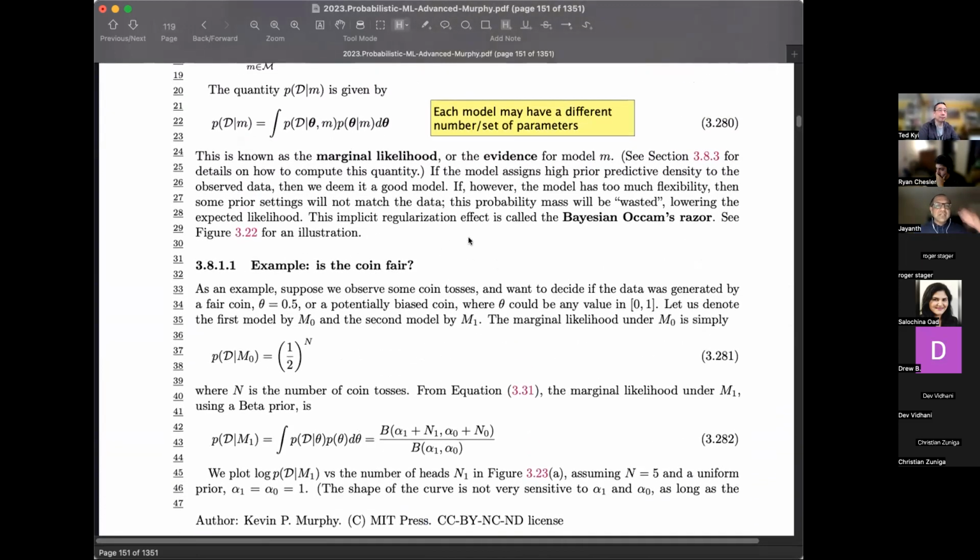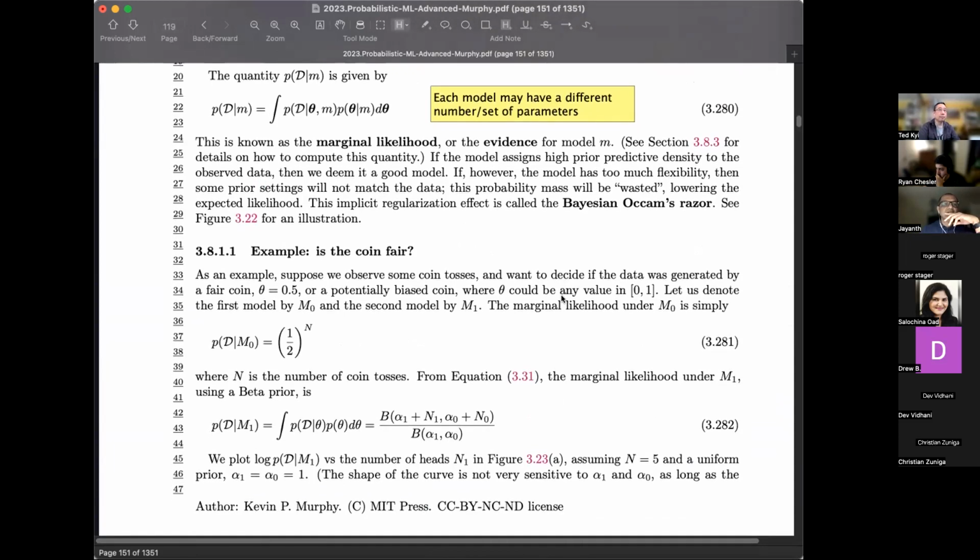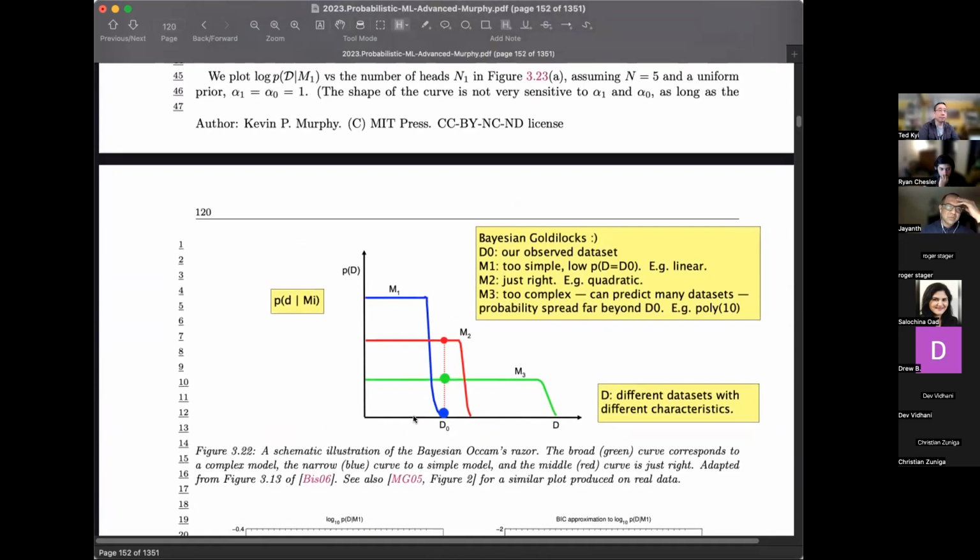Actually, before I get to that, he also talks about the Bayesian Occam's razor, where it's like, okay, what is the right model? And so that is shown in this particular figure here. So if you assume that D0 is our data of interest, and we're comparing three models, it could be that we have a very simple model M1 that doesn't quite capture the complexity in D0. And so you can see that the probability of this data given the model M1 is close to 0.